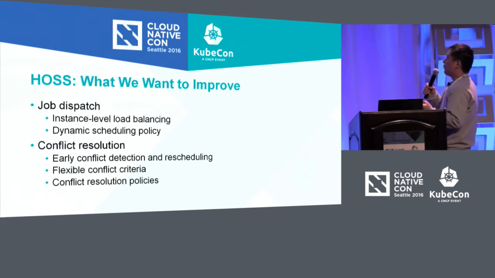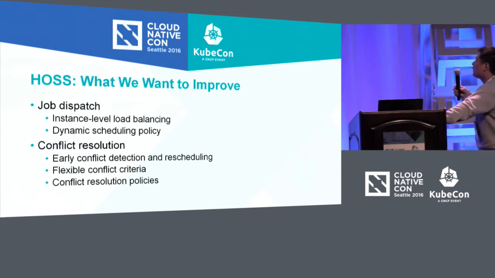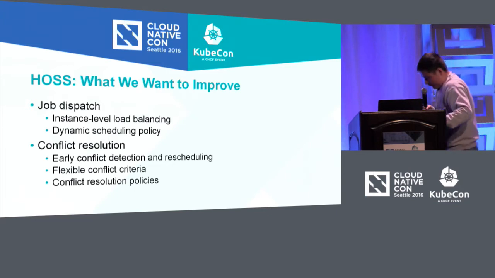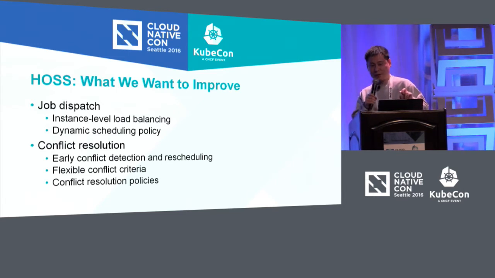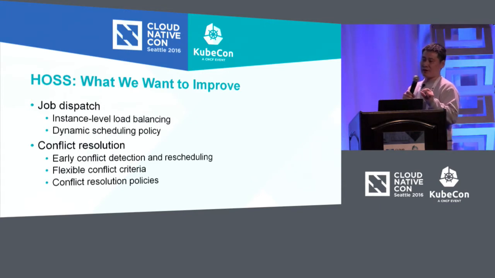So what exactly do we want to improve? First, in job dispatch area. In current Kubernetes solution, if there are several scheduler instances, the user needs to specify the name of the instance in pod annotation.